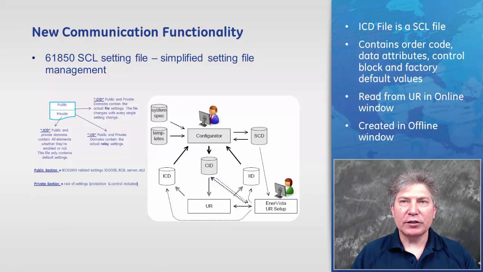There are three file extensions, ICD, CID, and IID. We'll first look at the ICD. The ICD is the IED capability description file, and it's a station configuration language file that describes a UR with a particular order code, data attributes, control blocks, and factory default values. It contains both public and private sections, and can be copied directly from the UR device or from the InterVista UR setup.